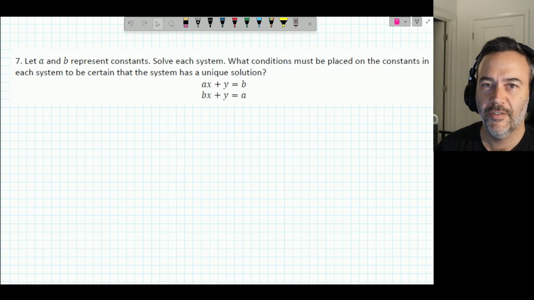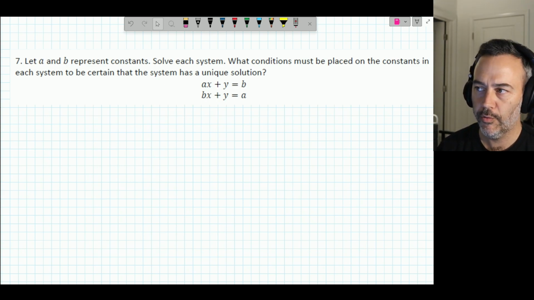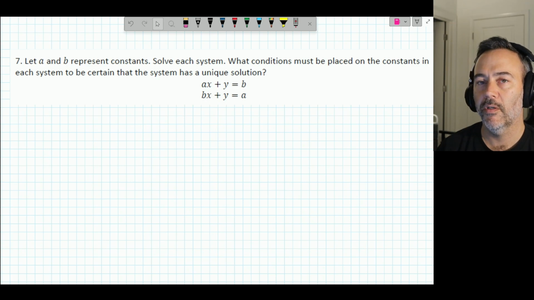Hey, Algebra 2 honors. I had a few students ask questions about this one. They had questions on the homework, and a lot of people made good progress on this, but didn't quite get the full answer. So I want to explain all the parts to this.